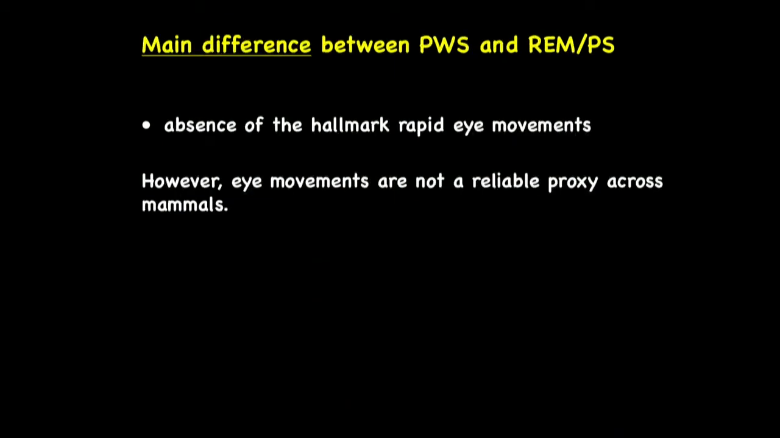So the main difference, and people were really surprised about it, is the fact that there is no eye movement or rapid eye movement. But to be fair, when you score your mice or your rats to do sleep scoring, you don't use the eye movement. It's not a good proxy for it. It's really the brain activity and the muscle tone. And those are very consistent in the fish.